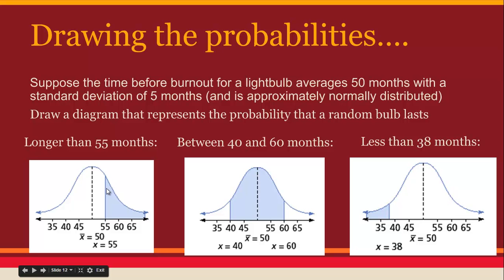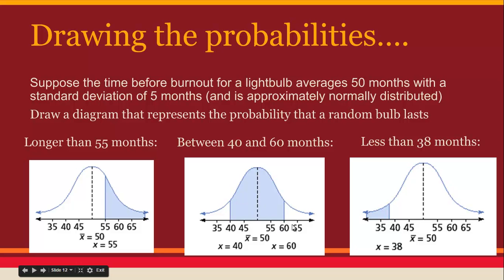So this is the greater than 55. We could also say less than 45 is 16% as well. Between 40 and 60 is 68%. And we could say less than 40, again, you can see is 16, and this is 16. Greater than 55.